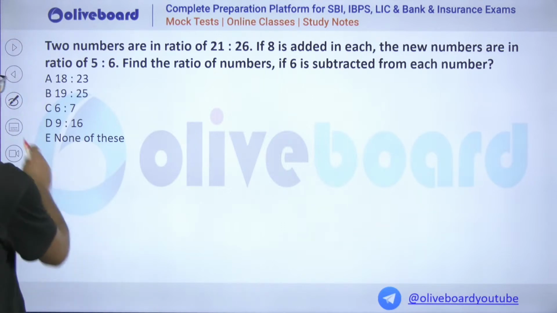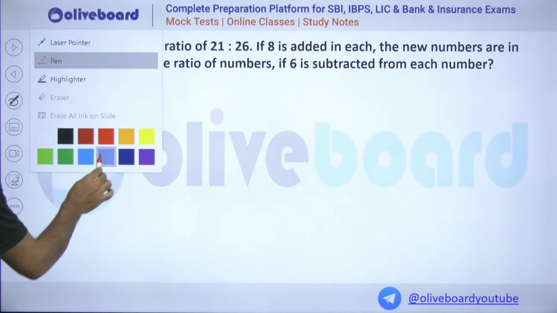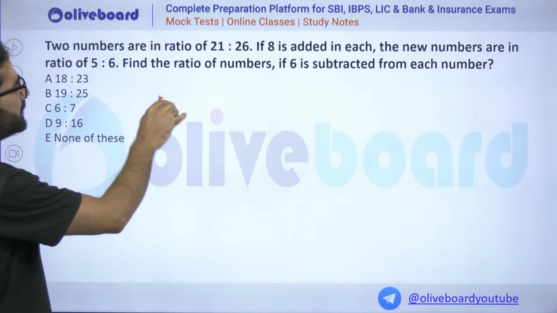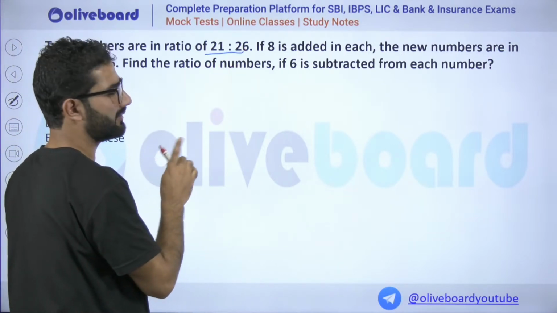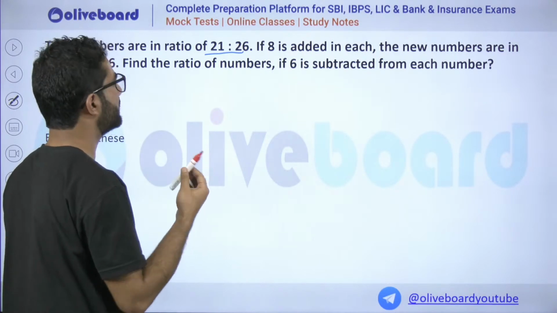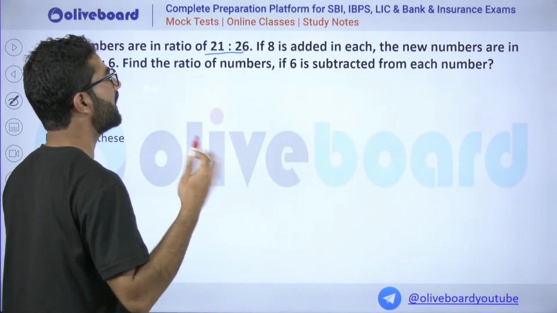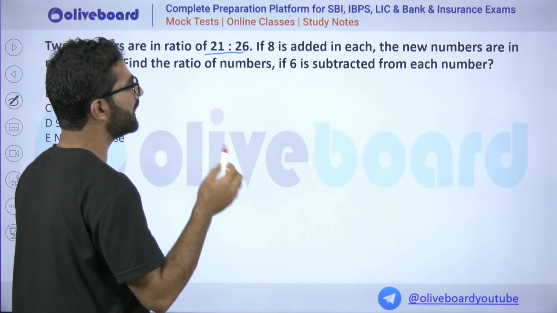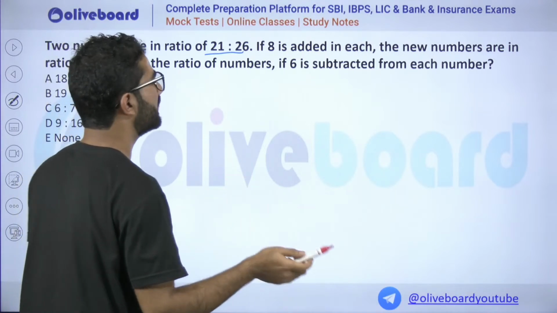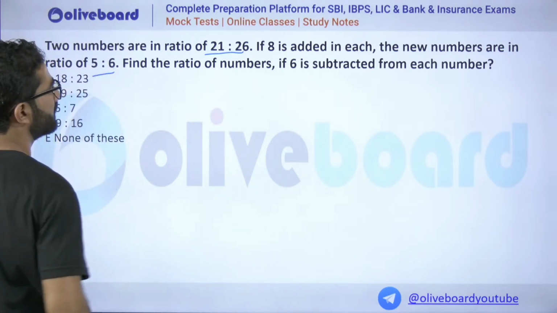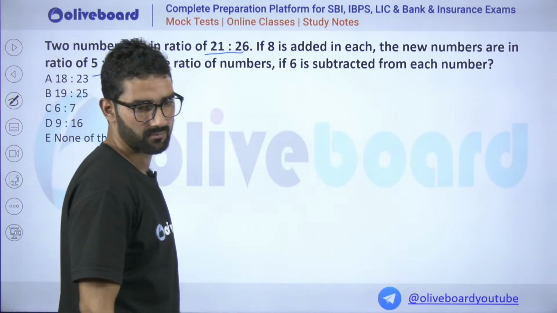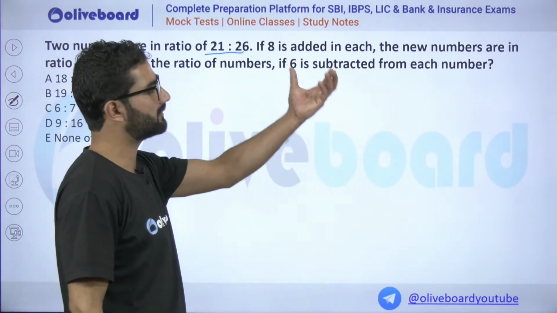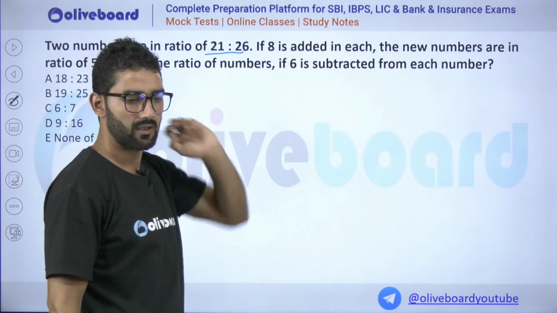Okay, now the question is that two numbers are in the ratio of this. The numbers can be 21x and 26x. You can take any value, I just take x. You can take any variable like m, y, anything. If 8 is added to each, then the numbers are in the ratio of 5:6. Find the ratio of the numbers if 6 is subtracted from each number. So you have to subtract 6, then you have to find the ratio.